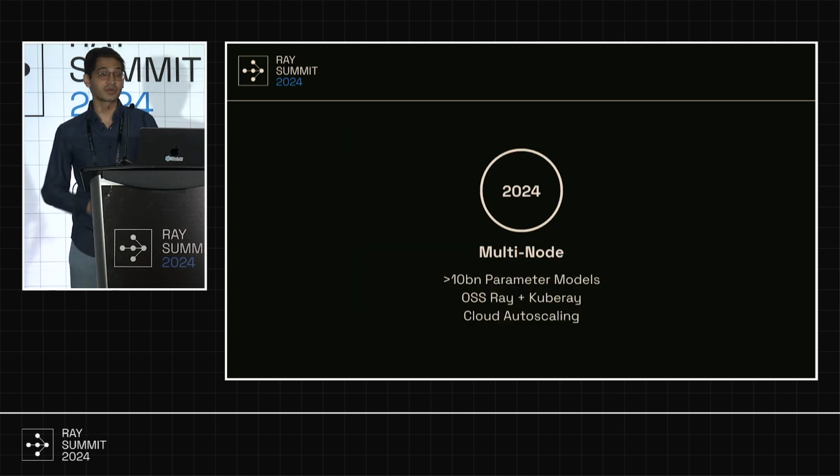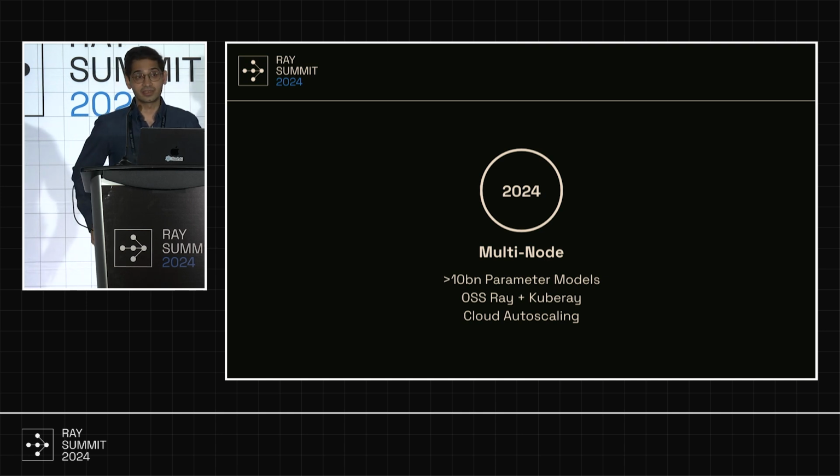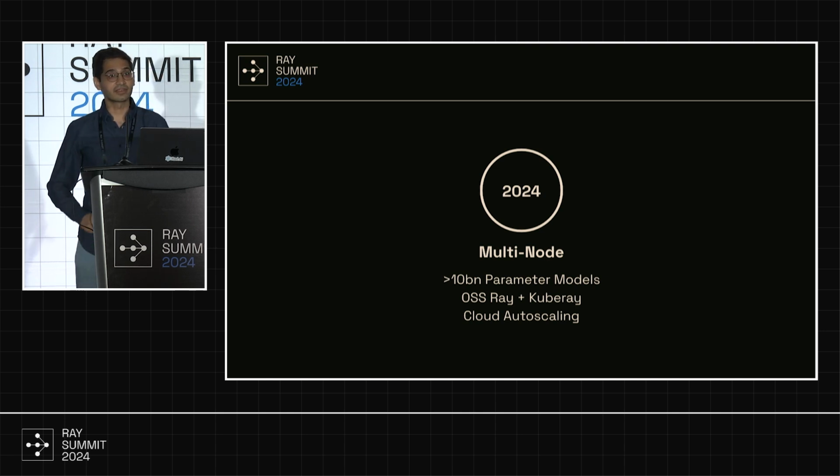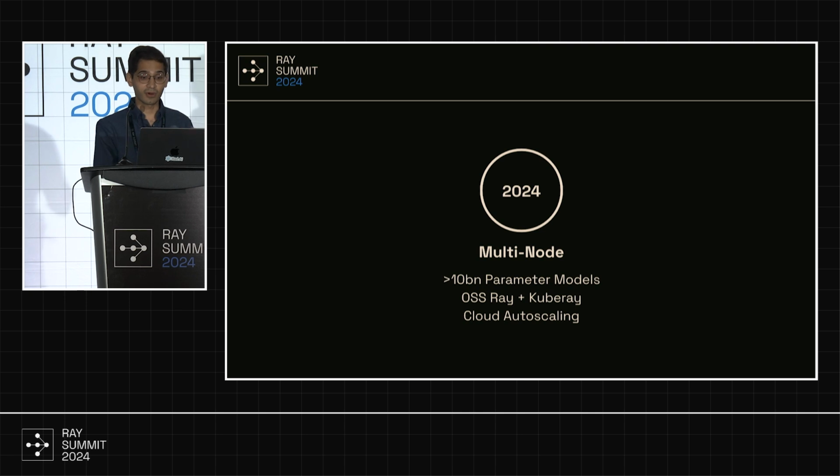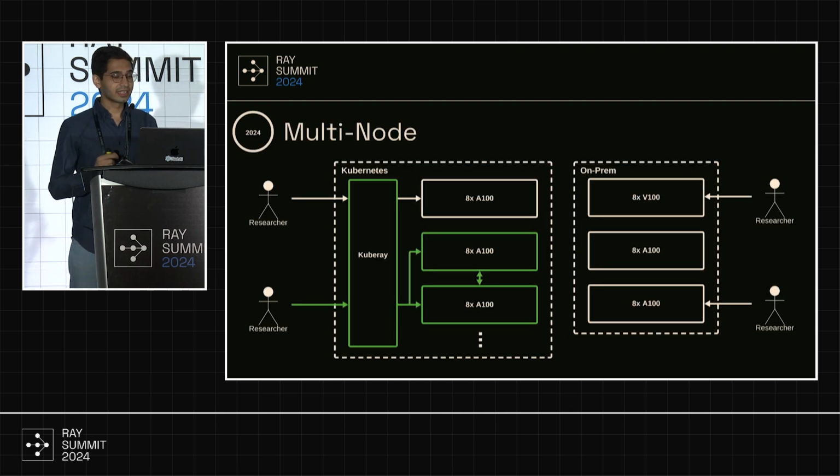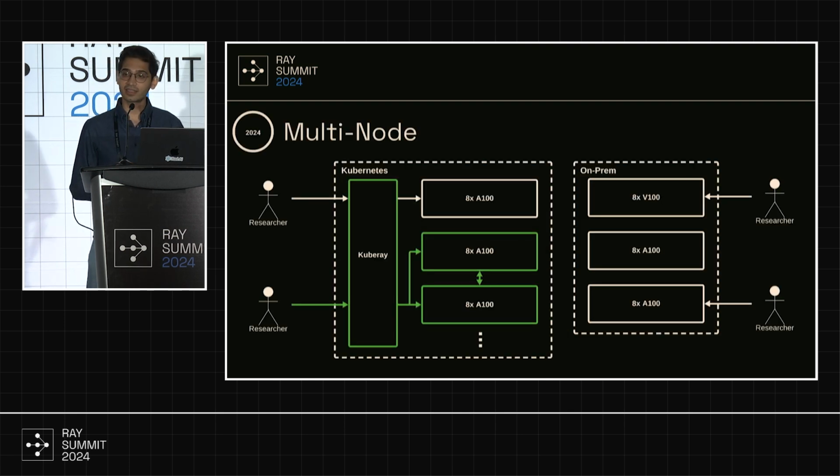Now we enter 2024, where we're in the multi-node phase. We can train models in the range of around 10 billion parameters and more. We're using OSS Ray with KubeRay, and we also have cloud autoscaling enabled. So what does that look like? Well, initially, back in March, this is really all that it looked like.